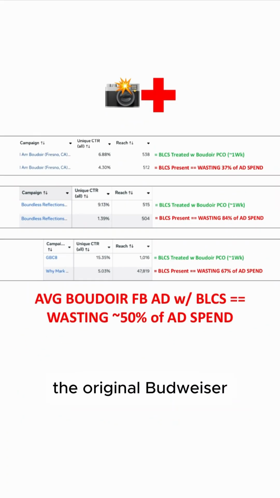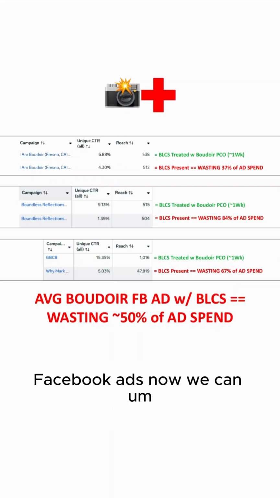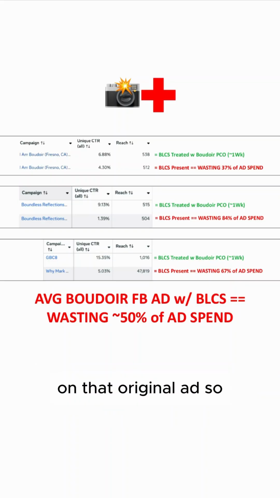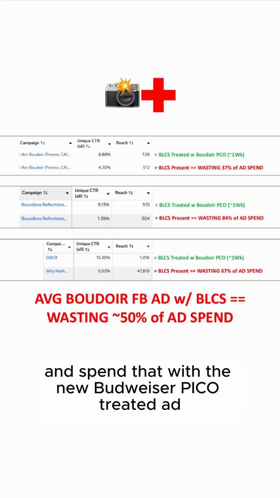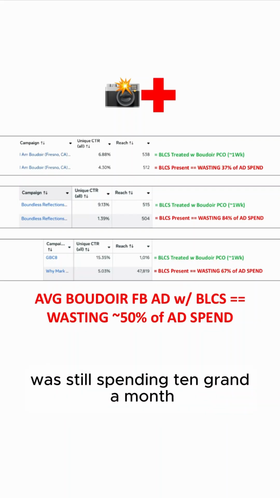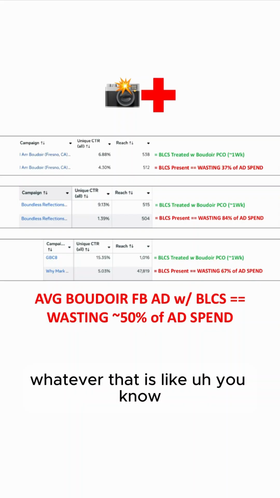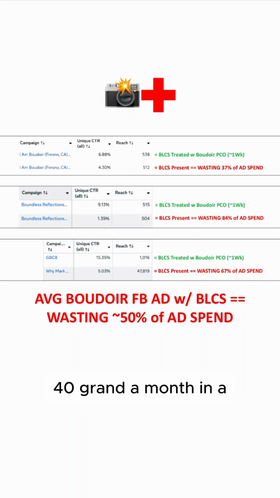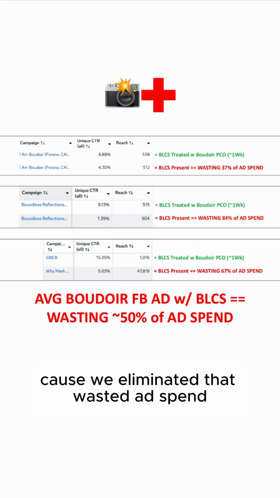So we found out the original Boudoir Facebook ad was wasting about 37% of its ad spend. If they're spending 10 grand a month on Boudoir Facebook ads, basically 3,700 bucks a month was being wasted on that original ad. So what we can do is cut our ad spend by that amount, pocket it, only spend 6,300 bucks a month, and spend that with the new Boudoir PCO treated ad, and we're able to get our ad into the same number of women's brains as if the original was still spending 10 grand a month. So it's given us 3,700 bucks a month times 12, whatever that is, like 40 grand a year in kind of phantom profit or extra profit because we eliminated that wasted ad spend.